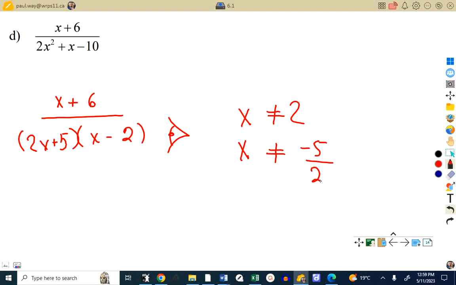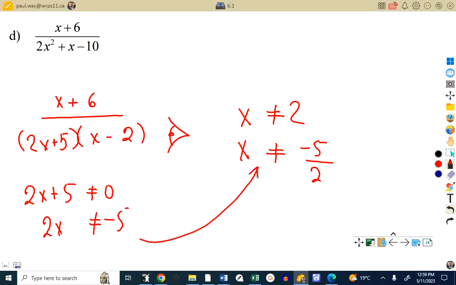If you're not sure where we are getting the negative 5 halves from, you're saying to yourself that 2x plus 5 is not allowed to be 0. So that means 2x is not allowed to be negative 5, and that leads you to this statement. So those are the non-permissible values for D.